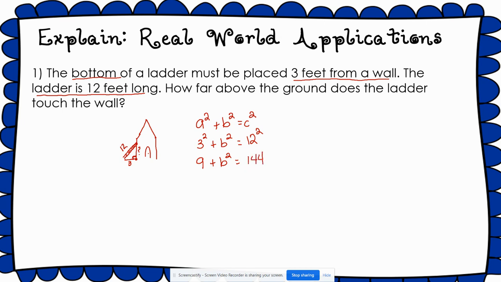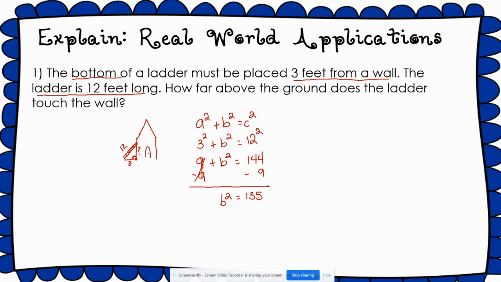We need to get B by itself, and what we're doing here is really just solving an equation. So to get B by itself, we need to first get rid of this 9. To get rid of 9, we're going to use the inverse operation, which is subtracting 9 from both sides of our equation. When we subtract 9 from both sides, we're left with B squared, and then 144 minus 9 is 135.